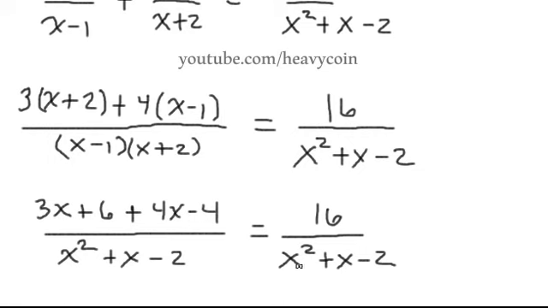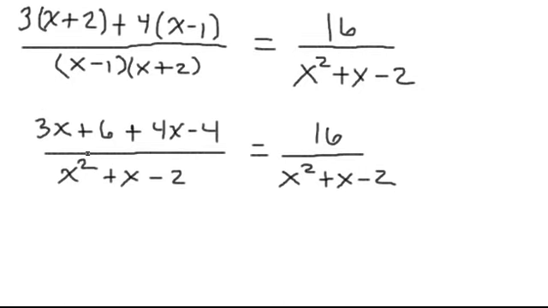Now you notice that both of our denominators here are the same on both sides of the equal sign. Let me go ahead and simplify this out. We have 3x and 4x are like terms, so that gives us 7x, and 6 minus 4 is 2. Now, because both of our denominators are the same, there's no sense in even rewriting that stuff, because if I multiplied both sides by x squared plus x minus 2, you would just get them to cancel out. Alright, so no need, just drop them since they're both the same.